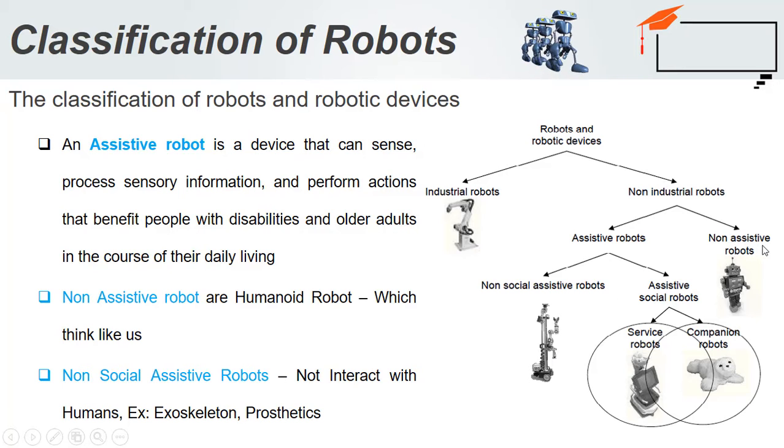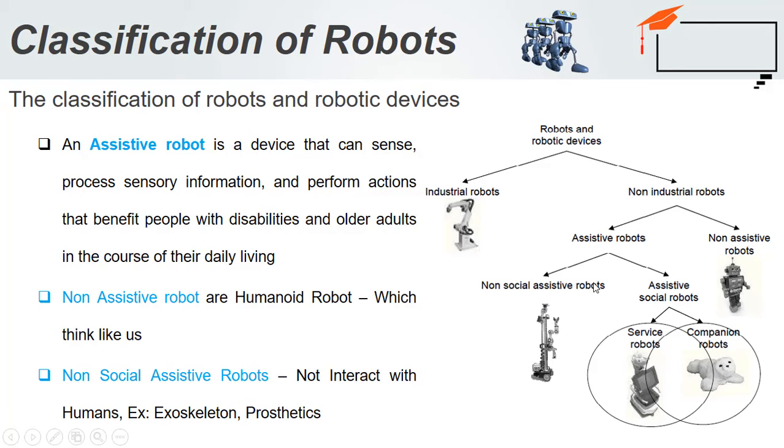Non-assistive robots are like humanoid robots, like we saw in the previous slide, Honda Asimo and Sophia. Those are humanoid robots which can think like us. That's why they are non-assistive robots. And assistive robots can be classified into two types: non-social assistive robots and assistive social robots.